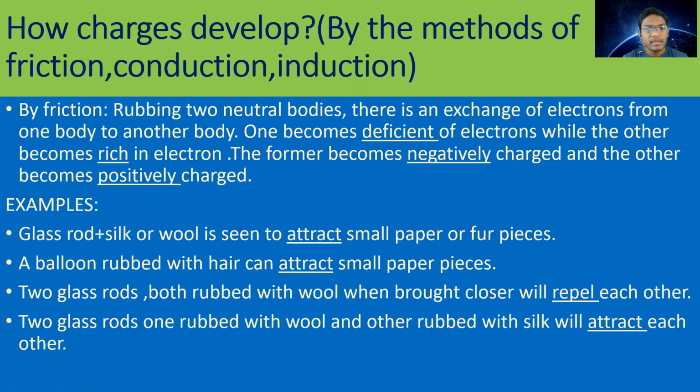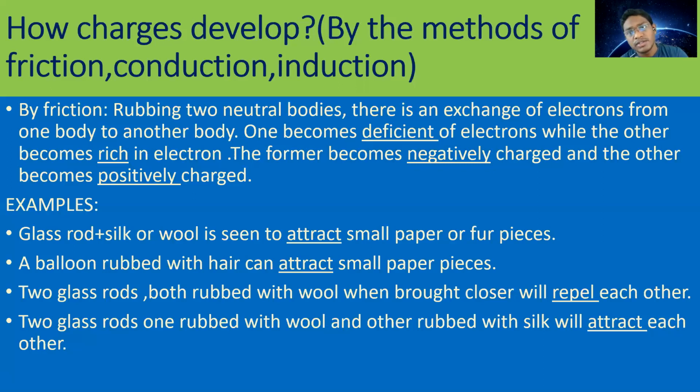And one more thing to observe here: if I take two glass rods and both are rubbed with either wool or silk, and I bring these two rubbed glass rods closer, they will repel each other. And why will they do so? Because they are equally charged. They have the same kind of charge. It may be positive or negative. As they have the same charge, that is why they will repel each other.